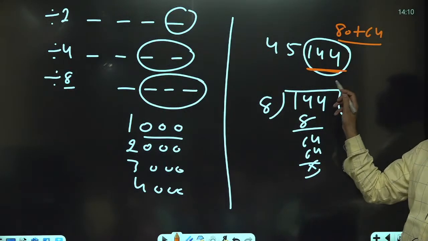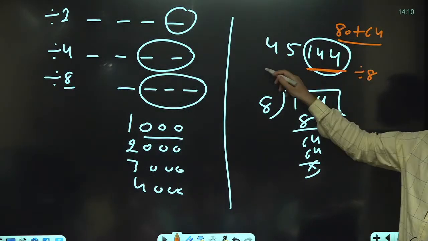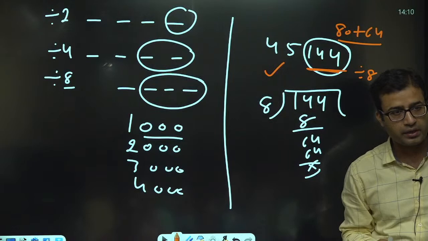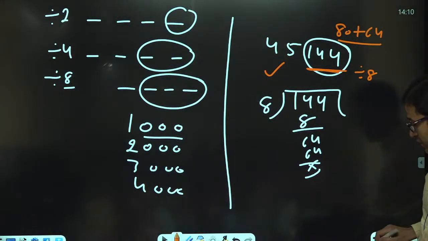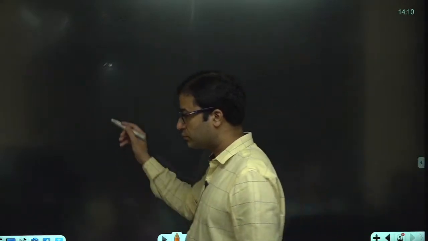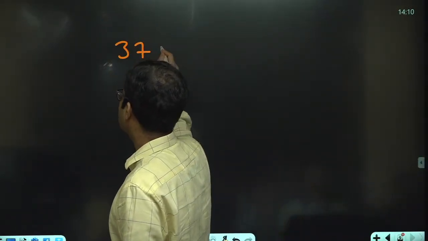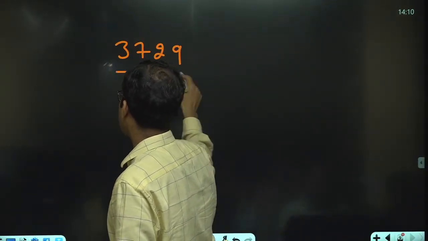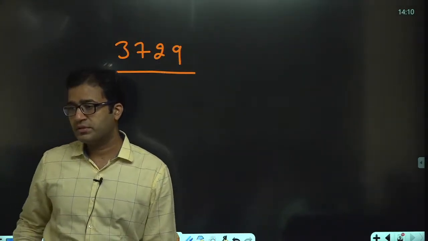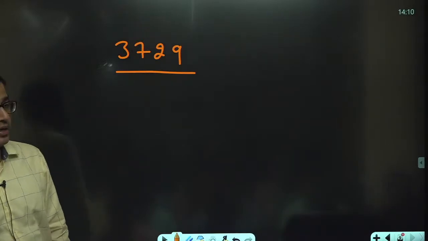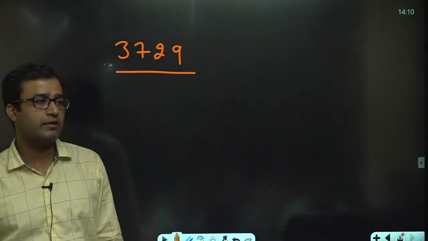So here, if the last 3 digits are divisible by 8, it means the complete number is divisible by 8. But if it is not divisible, we will find the remainder in that case. Like 3,729. Take your time, just check if it is divisible by 8, yes or no. If not, then what is the remainder?